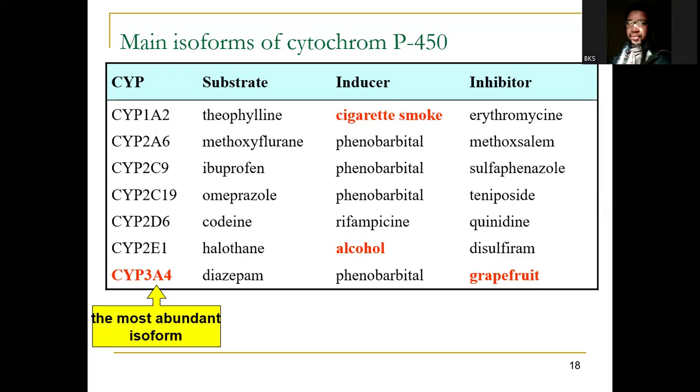So this is basically the induction and inhibition of cytochrome P450 monooxygenases, and the same applies to all of them. They are inducible enzymes, and they also have inhibitors.